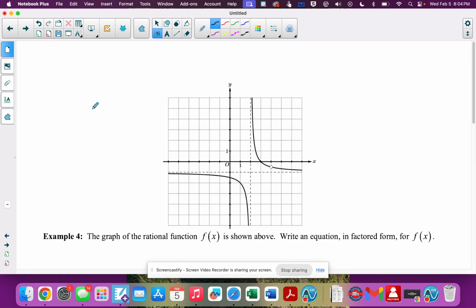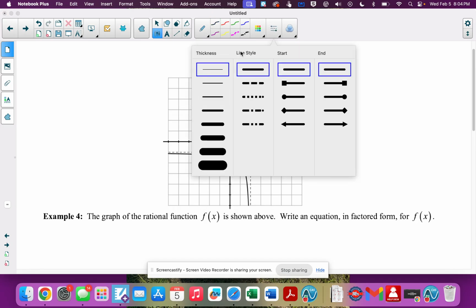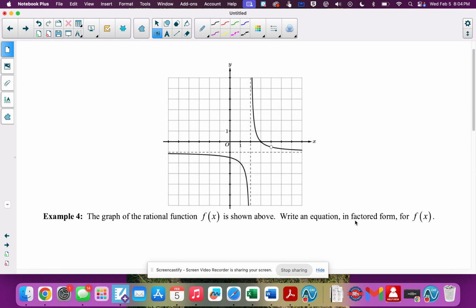Okay, so I'm going to keep doing some more, and we're actually going to be writing some functions today. Okay, so I want an equation in factored form. They're never going to make you write it in standard form. You'd have to multiply everything out, and there's just no point. We know what's going on in factored form. So first thing, there's a hole at 1, 2, 3, 4.